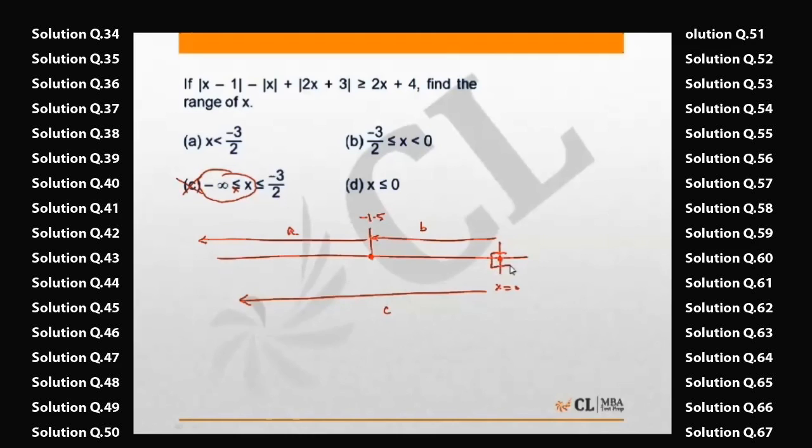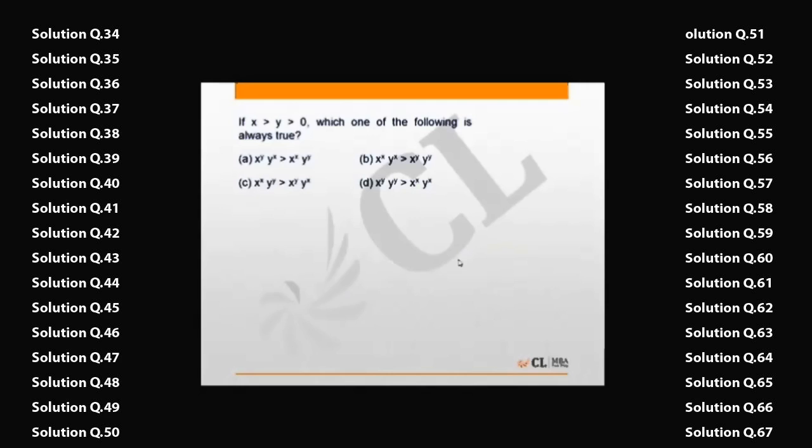So x is equal to 0 is not there in choices A and B. So I would first check with x is equal to 0 whether this satisfies the range or not. So if I put x is equal to 0, my left hand side becomes modulus of minus 1 minus modulus of 0 plus modulus of 3, which is equal to 4. And my right hand side becomes 4. Since my left hand side is greater than or equal to my right hand side, by virtue of the equality sign, x is equal to 0 must be a part of the range. Hence D has to be the correct answer. This is a very simple question.